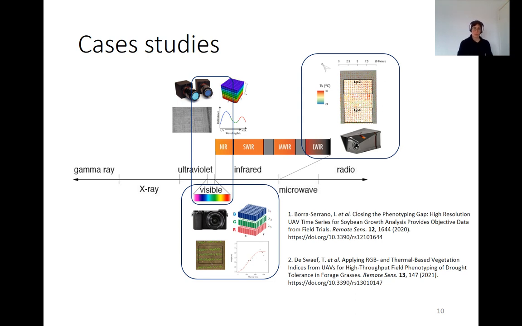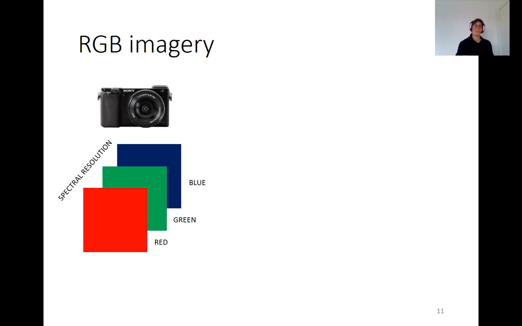And my colleague Tom de Suave will present a case study that uses a thermal sensor, and it's related to drought tolerance. As you can see in the image, depending on the region that you want to have in your images, the spectral information, you can select one or another sensor that covers a specific range in the electromagnetic spectrum. So I will start with my case study, which uses RGB imagery, which records the information in three bands, red, green, and blue.